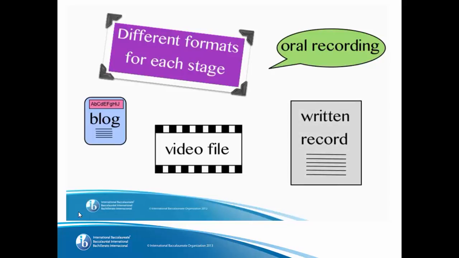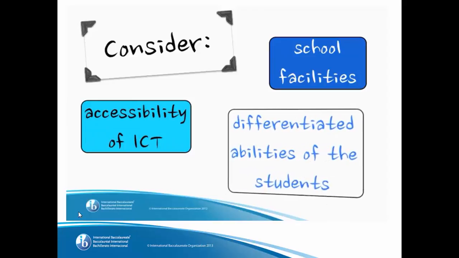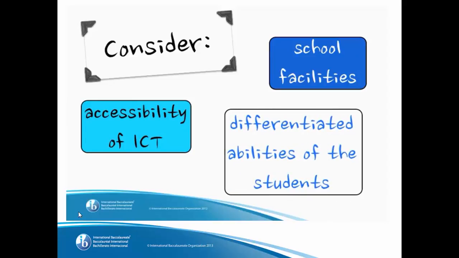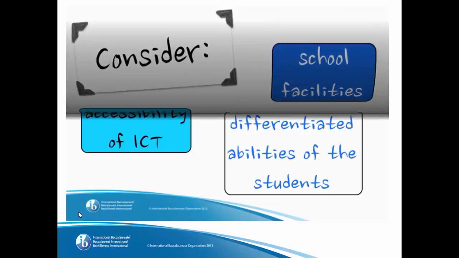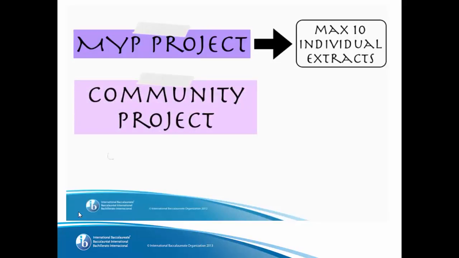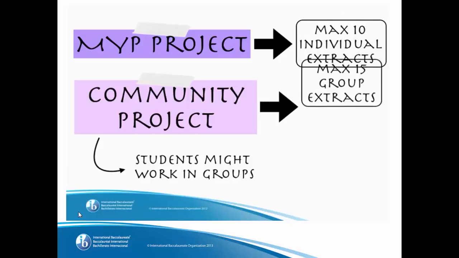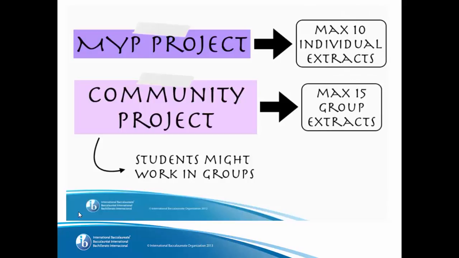In these choices, we should consider the school facilities, the accessibility of information and communication technologies, and the differentiated abilities of the students. On completion of the MYP project, students should select a maximum of 10 individual extracts to submit as appendices of their MYP project. For the community project, students may choose to work in groups, in which case the maximum number of extracts selected for the project should not exceed 15 per group.